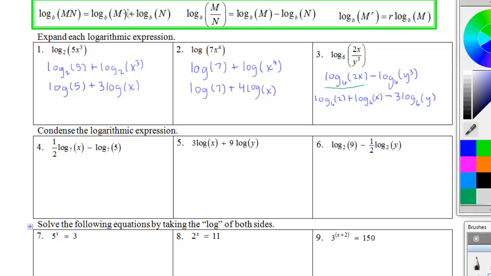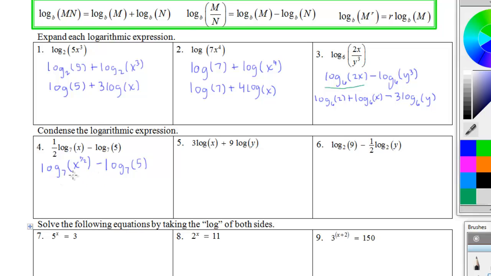So first I need to get this 1/2 up out of the way, because I can't use this rule if there's any values in front of the logs. So I'm going to take this coefficient that's in the position of this r, and I'm going to rewrite it up here as the exponent. So this will become log base 7 of x to the 1/2 power minus log base 7 of 5.